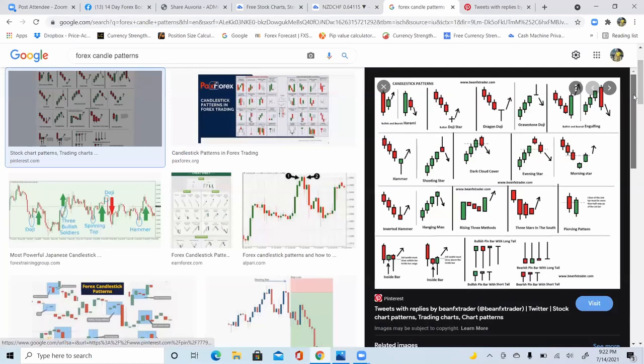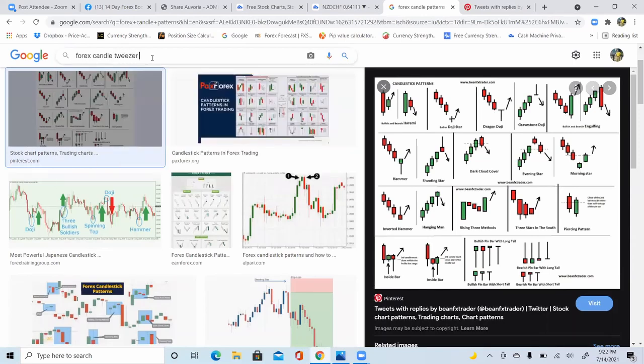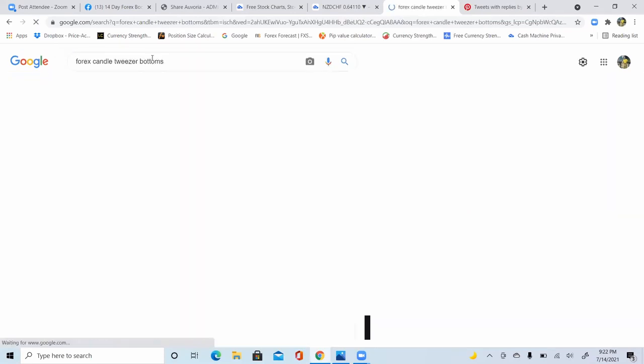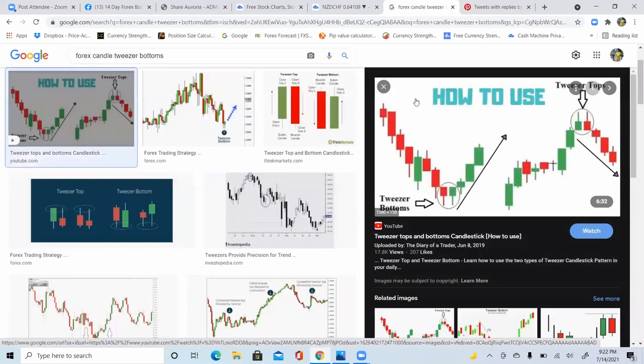Forex. Let me see what I can find. What I was specifically talking about with this one. Forex candle, tweezer bottoms. Here we go. So you have downward momentum, and then you have what's called the tweezer bottoms. You have identical reversal candles, one of one color, another of the other color, and it confirms up.